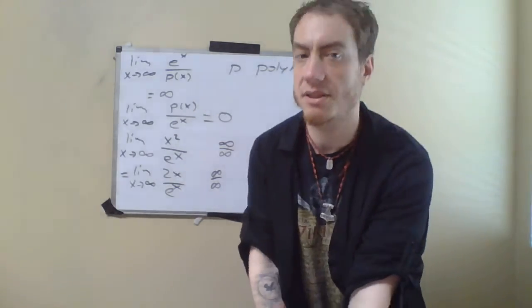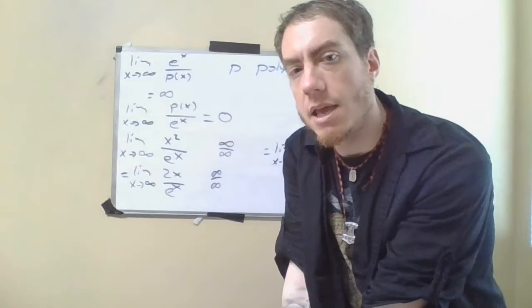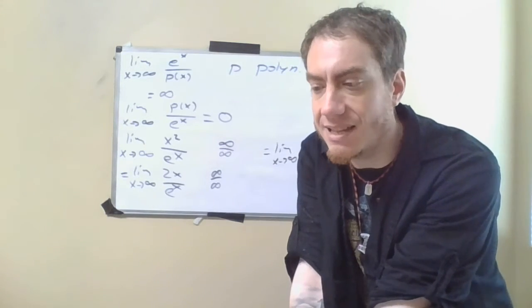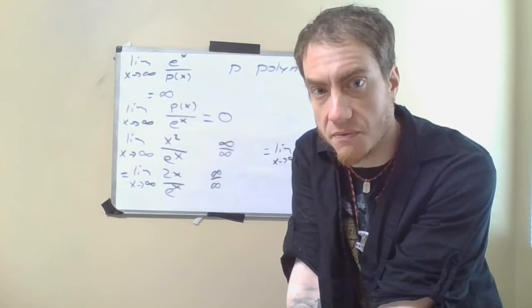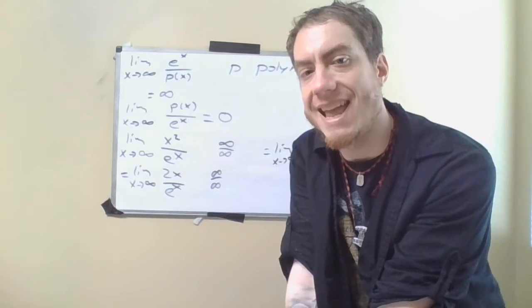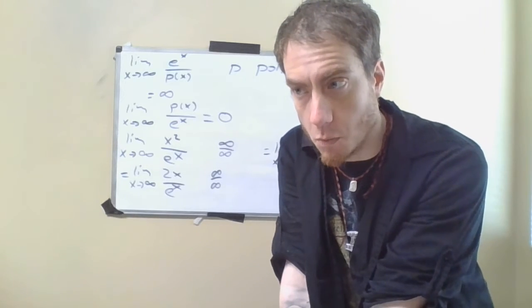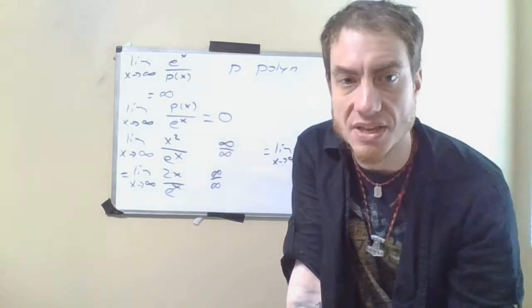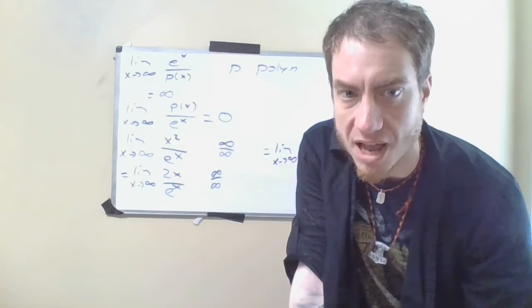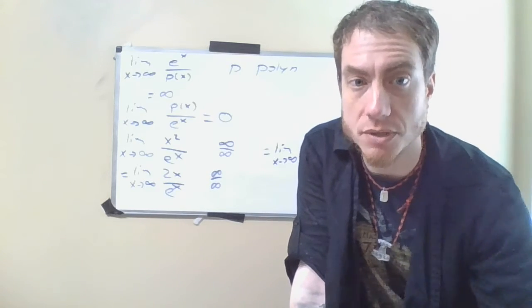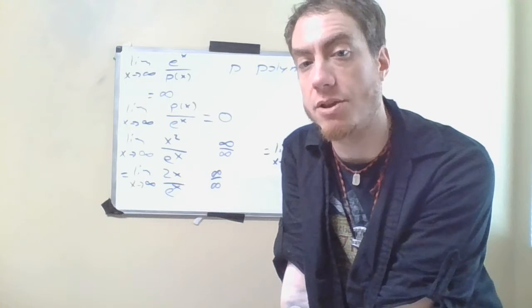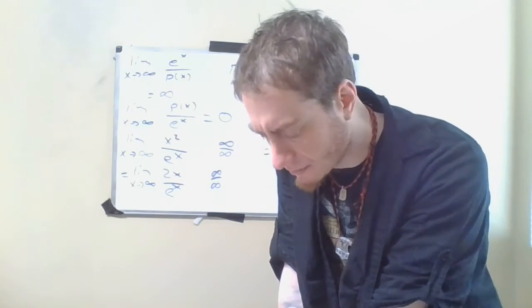Now, an interesting thing about this is it means, in some sense, we can say e to the x grows towards infinity faster than any polynomial does. In other words, if you take this ratio of e to the x divided by a polynomial, it blows up towards infinity no matter how big your polynomial is.